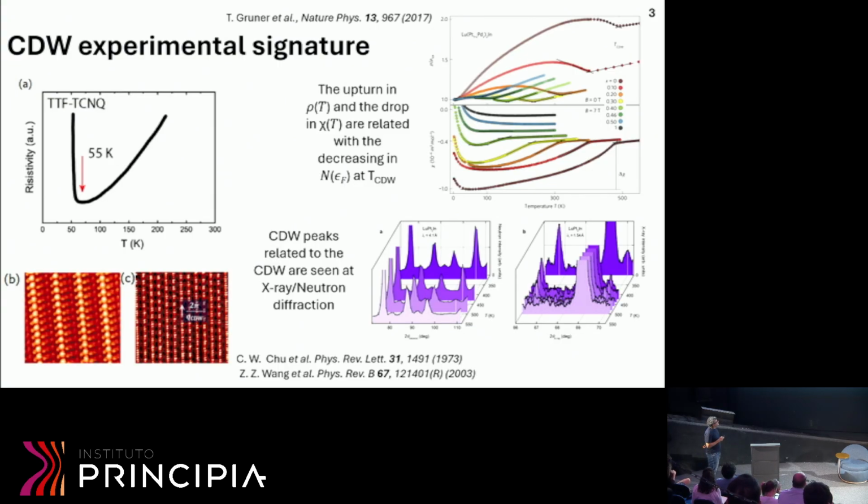We also can see it in STM measurements, where you can see the new orientation inside the superstructure, and also by X-ray and neutron diffraction, where one can observe an extra diffraction peak from the temperature at which the charge density wave sets in.